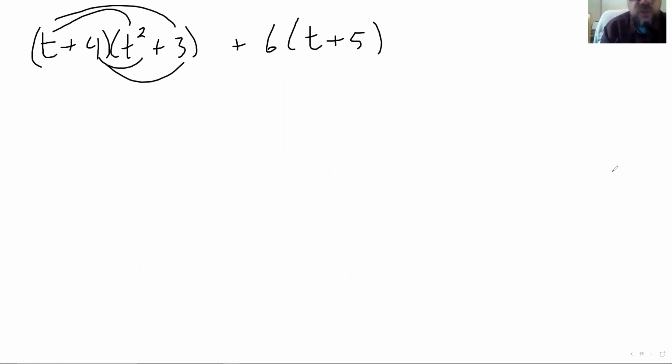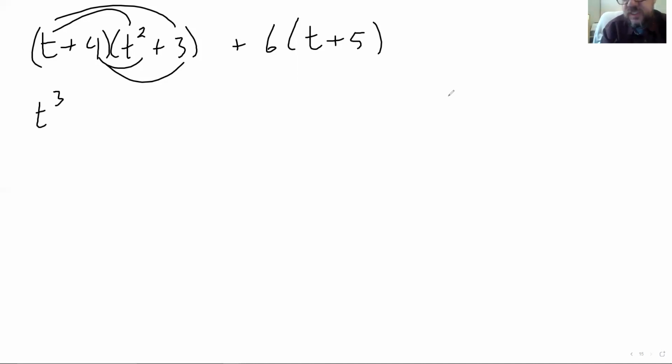The way I usually multiply these out personally is I think to myself, well, what's the highest power going to be? Highest power here is going to be t to the third, because I got two t's here and one t there. So the only way to make a t to the third is t times t squared. So that's t to the third.